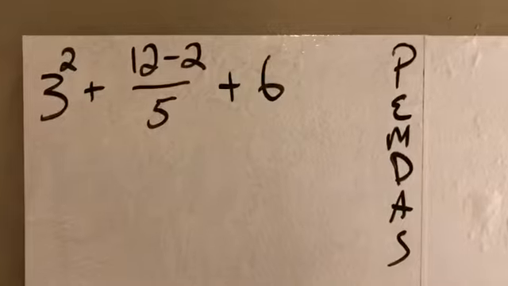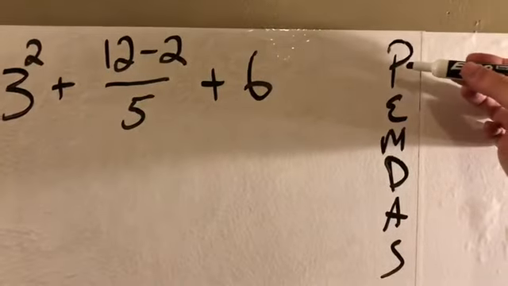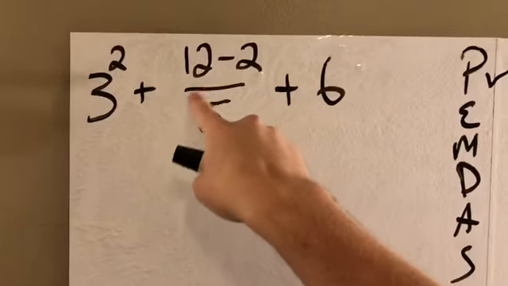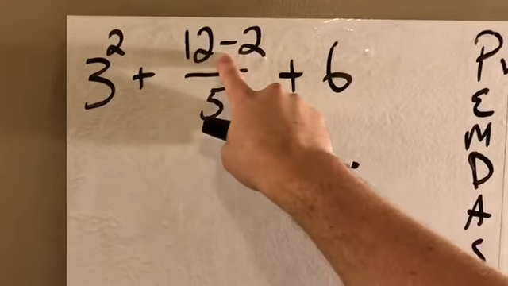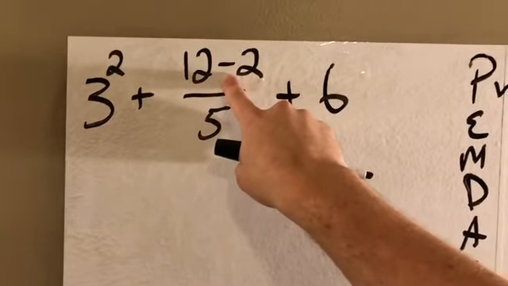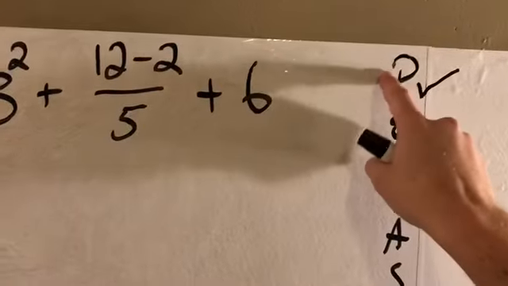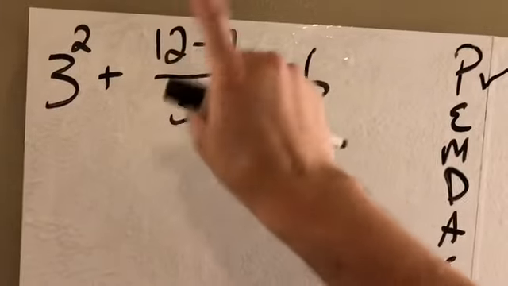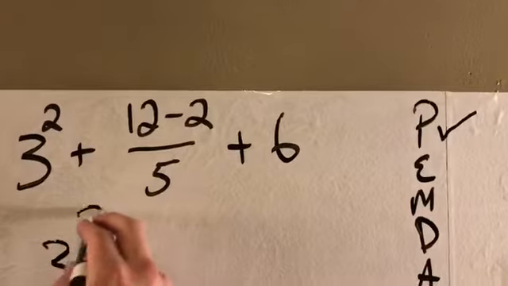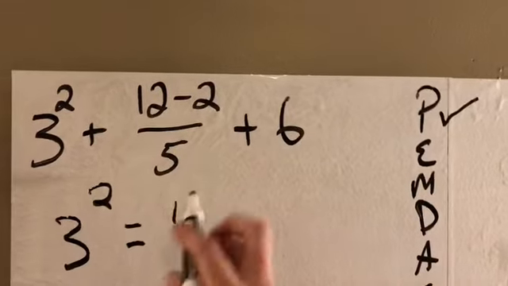Here we go again. P. There are no parentheses this time. But I do notice I have a fraction where I have more than one number on top. I have one number on bottom, which is great, but I have more than one number on top. So kind of in this P step, I'm going to make sure my fractions have one number on the numerator and one on the denominator. So I'm going to go ahead and do 12 minus 2 to be 10.